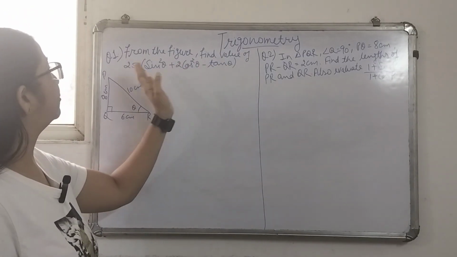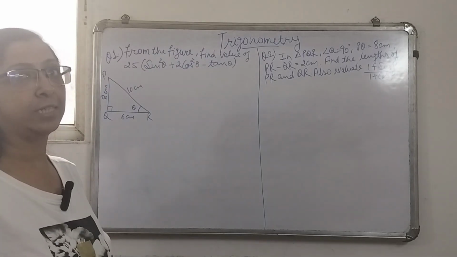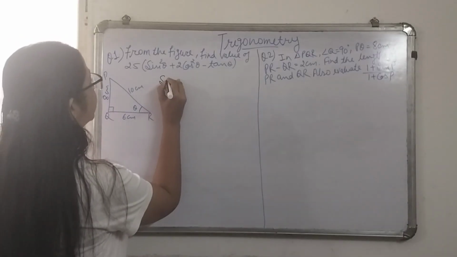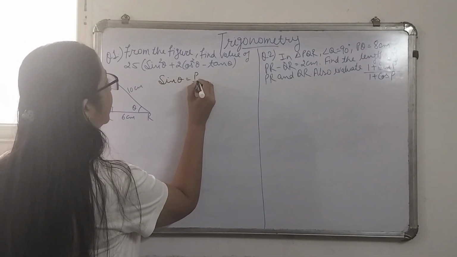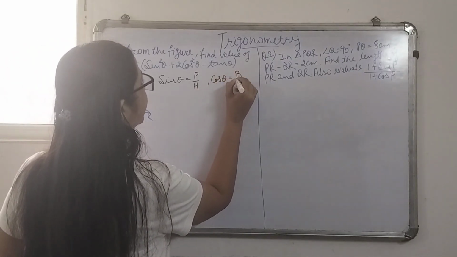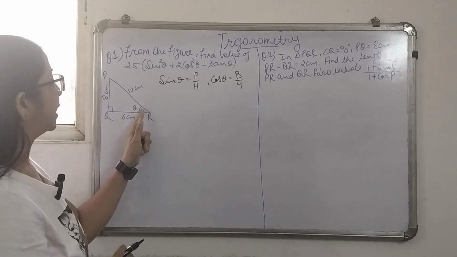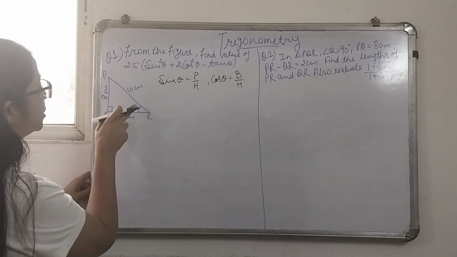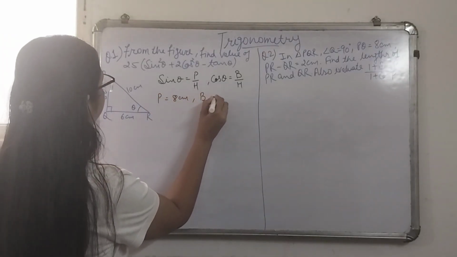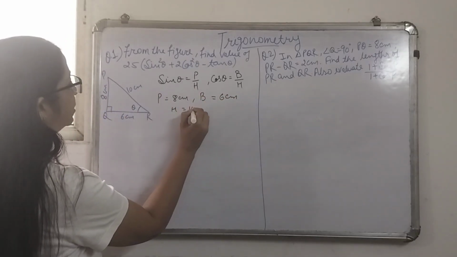From the figure, find the value of 25 sine square theta plus 2 cos square theta minus 10 theta. As we had discussed in the previous video of trigonometry, sine theta is the ratio of perpendicular and hypotenuse, and cos theta is the ratio of base upon hypotenuse. Here, if we are considering the angle theta, that means perpendicular will be the side opposite to this theta. That means perpendicular will be 8 centimeter, base will be 6 centimeter, and hypotenuse will be 10 centimeter.